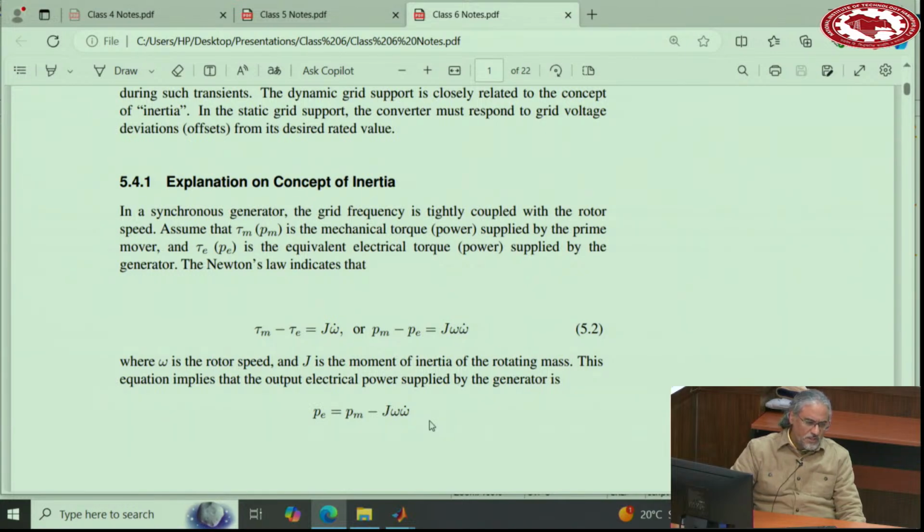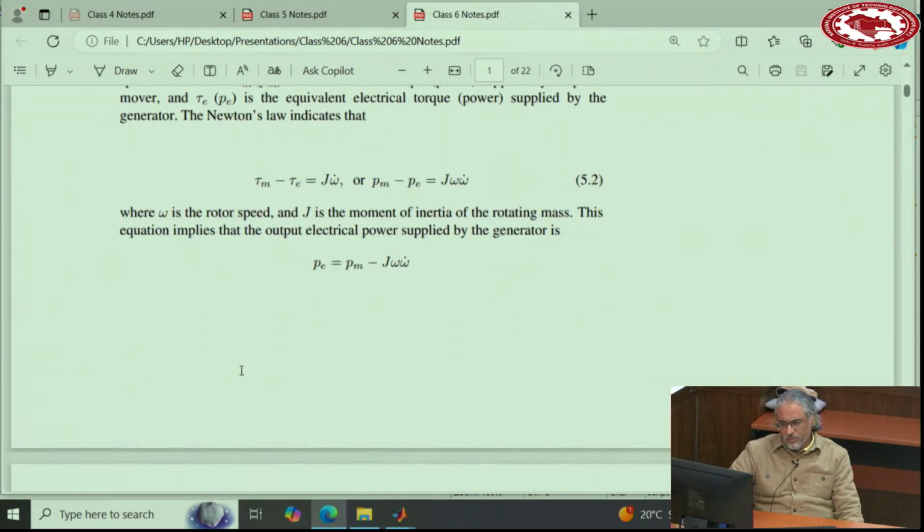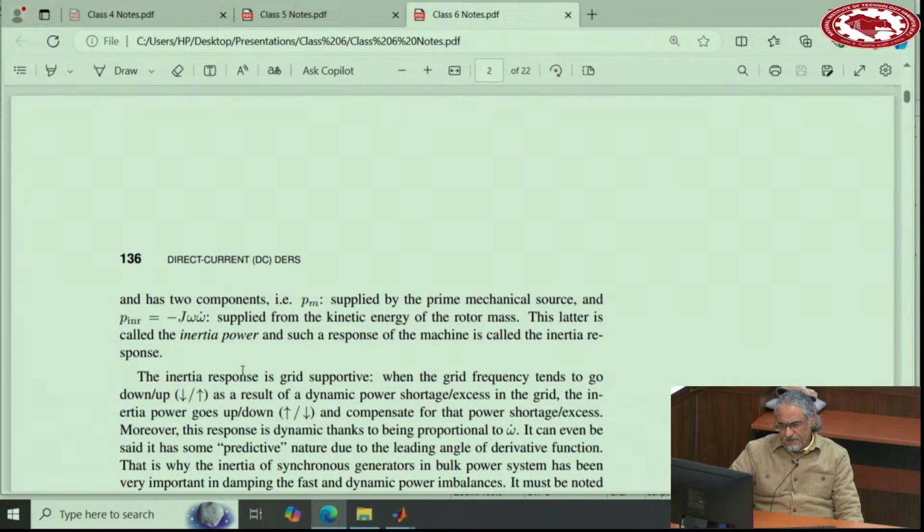And then you can imagine why this happens. Because when the machine is slowing down, there is this kinetic energy that has to go somewhere, right? When it slows down, that also converts to electrical energy automatically. Or if it speeds up, it will absorb some kinetic energy, so it should absorb it from the electrical side. So this term, negative J omega omega dot, you can call it inertia power, or if it's torque, you can call it inertia torque, negative J omega dot, right?